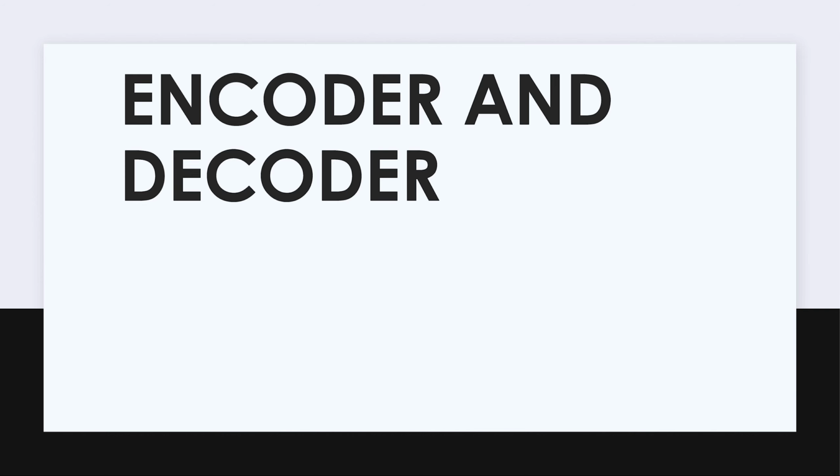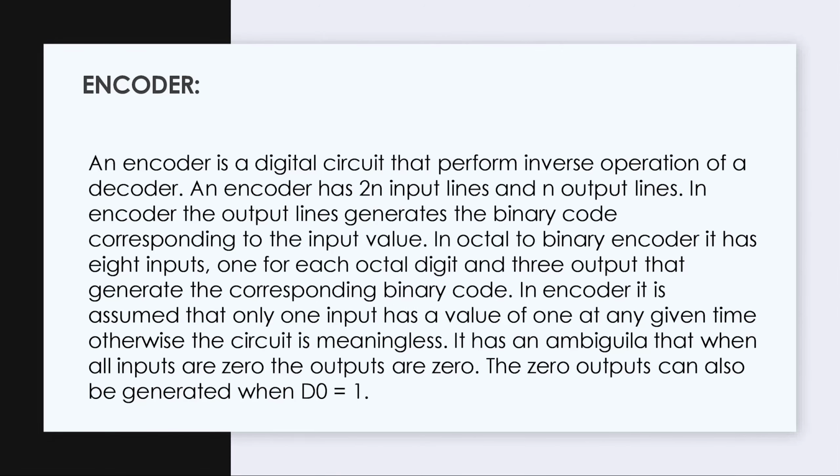Hello everyone. In this video we'll see about encoder and decoder. First of all, we'll see what is encoder. An encoder is a digital circuit that performs inverse operation of a decoder. An encoder has 2 power n input lines and n output lines. In encoder, the output lines generate the binary code corresponding to the input value.